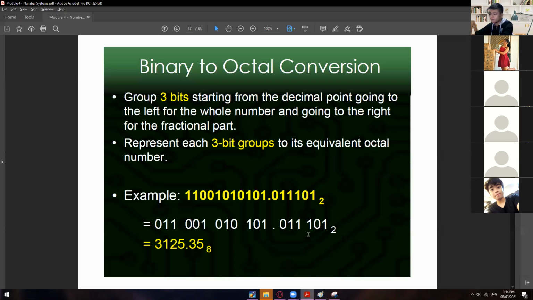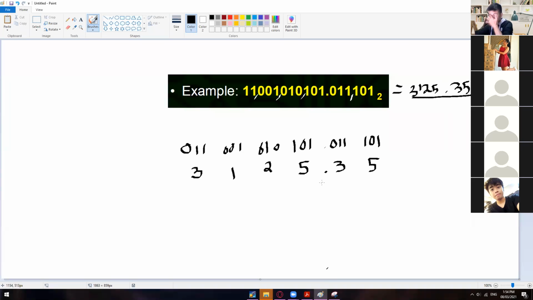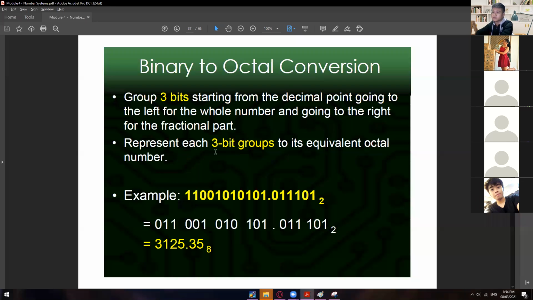So let's see if we've got the correct answer. So yes, 3125.35 base 8. So did you guys get this example, or this example? There is no number. Okay. So were you guys able to follow? And how did we get this binary to octal conversion?